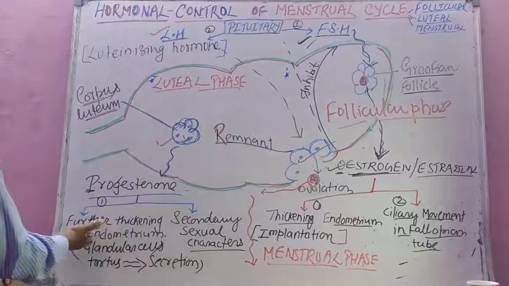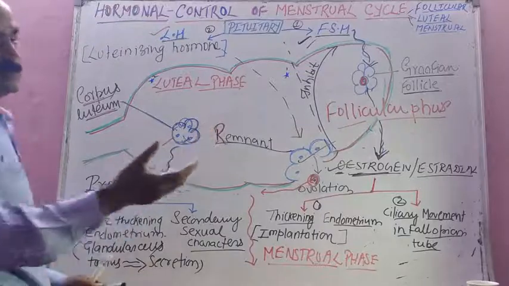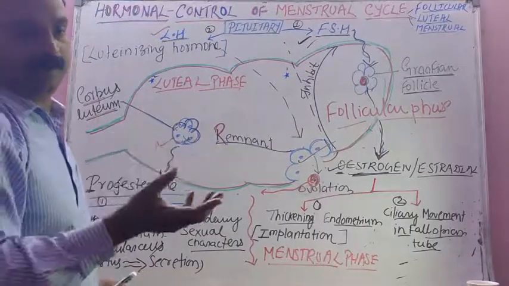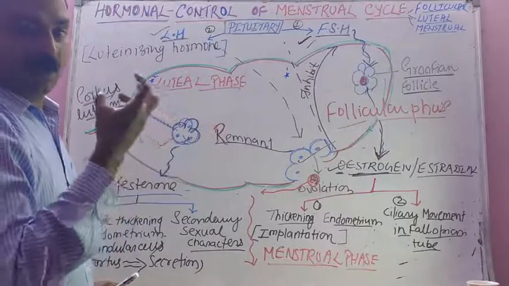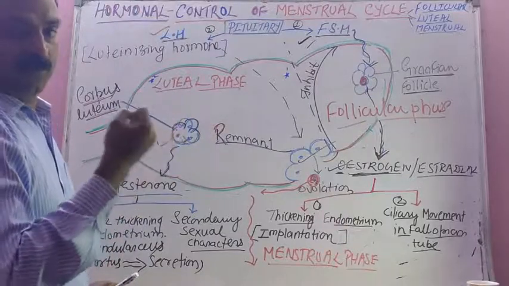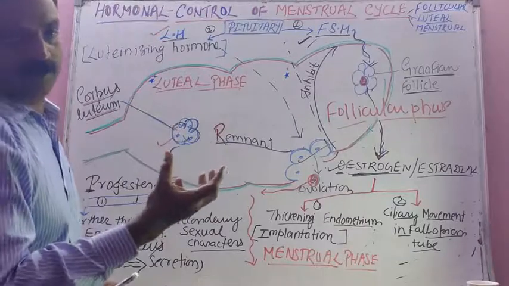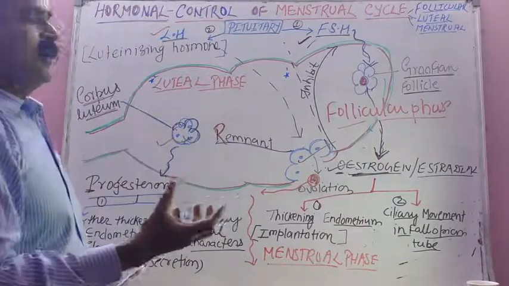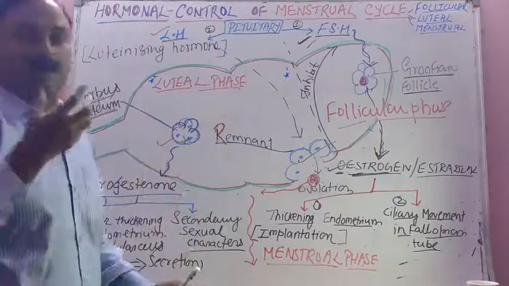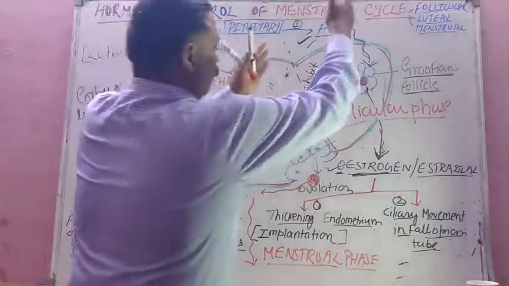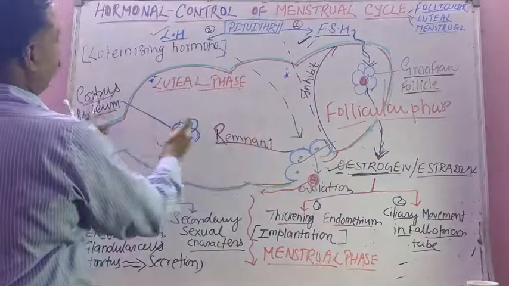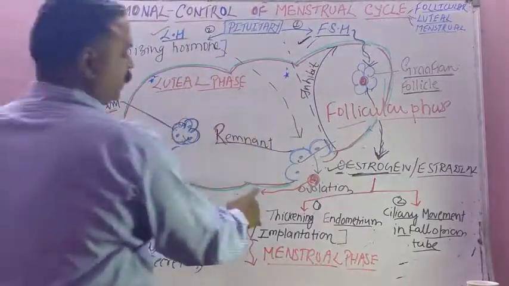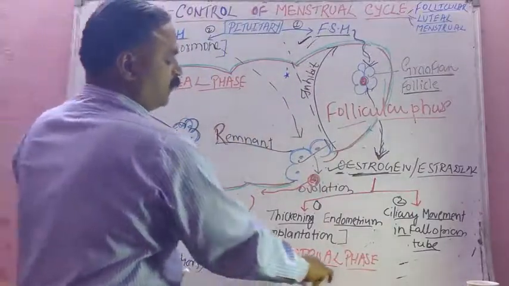And what is the function? Further thickening of the uterine wall or endometrium, where the glandular cells in the uterine wall become filled with fluid, nutritive fluid, which nourishes the developing embryo. And second is secondary sexual character. So that is the follicular phase where Graafian follicle develops. This is luteal phase where corpus luteum is formed. And third phase of the menstrual cycle is menstrual phase.